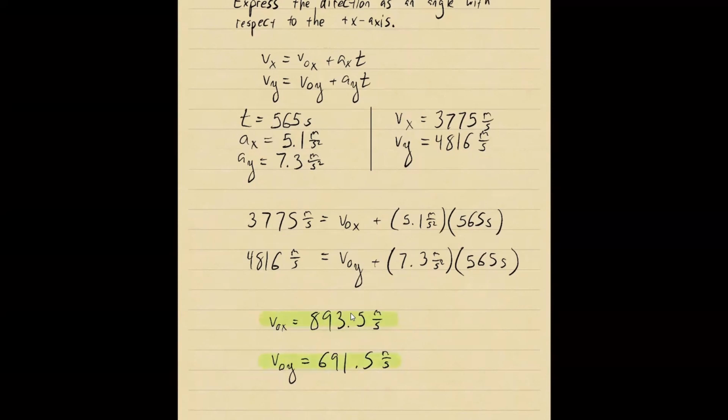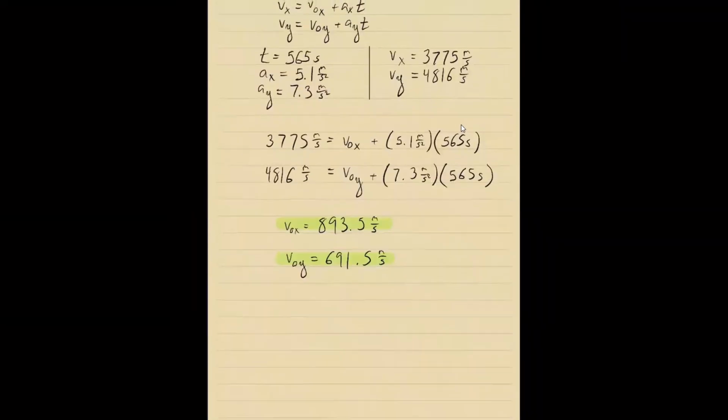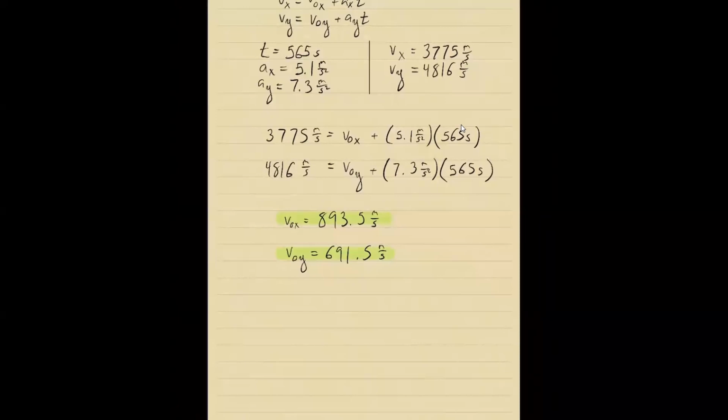All right. But we're not done because the problem wants us to find the magnitude and direction of this initial velocity vector. So let's do that. The magnitude is straightforward because we know that the magnitude of a vector, for example our velocity vector, is equal to the x component squared plus the y component squared, all under the square root.